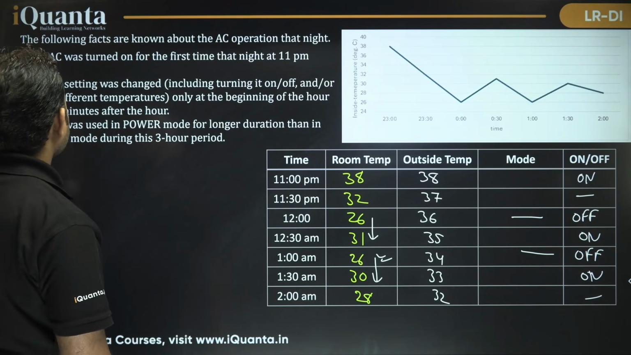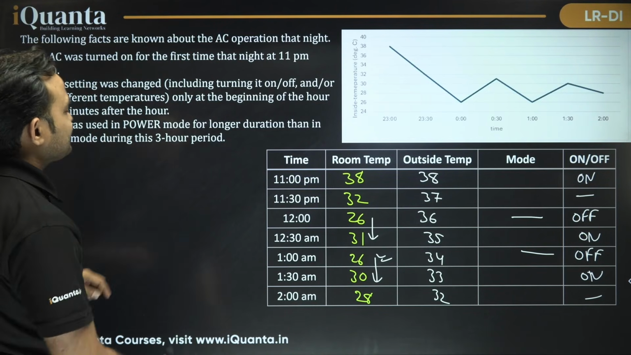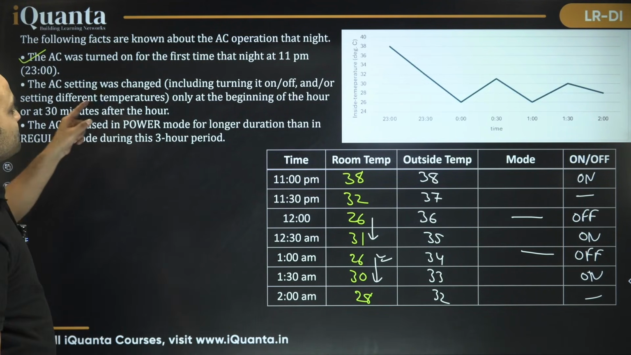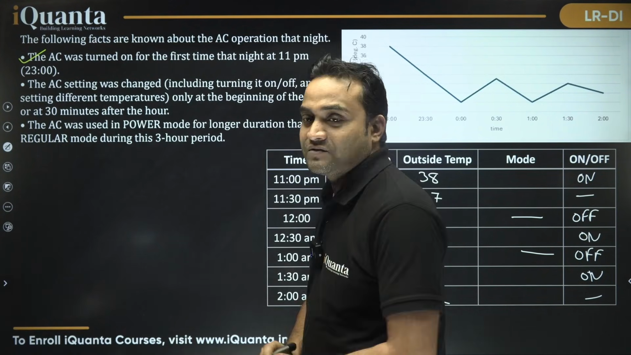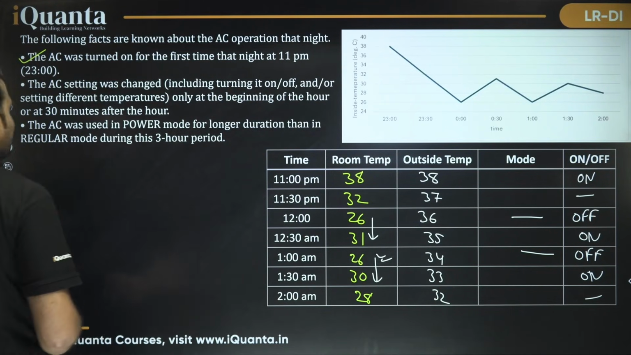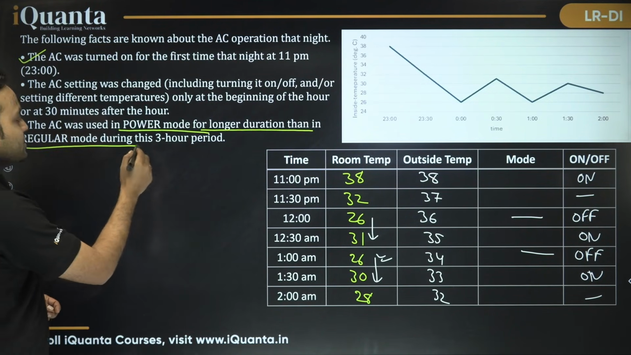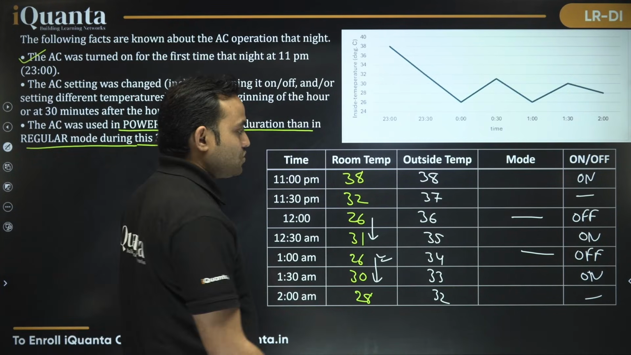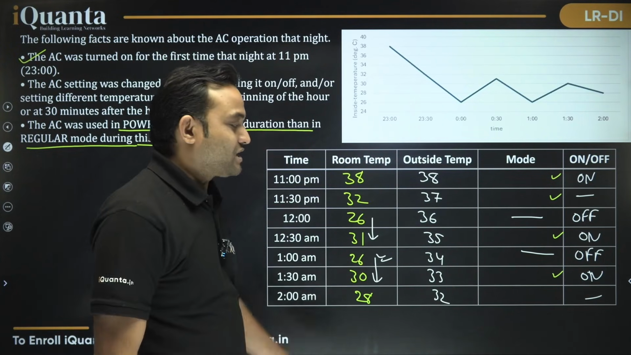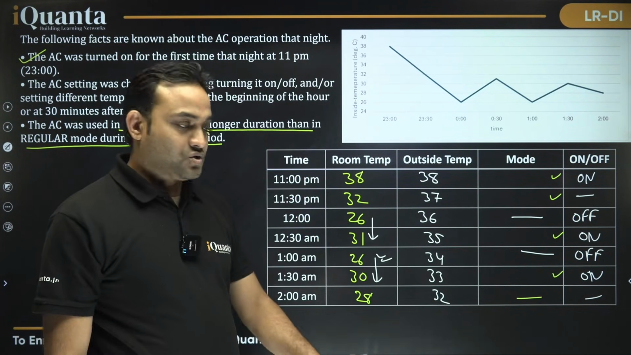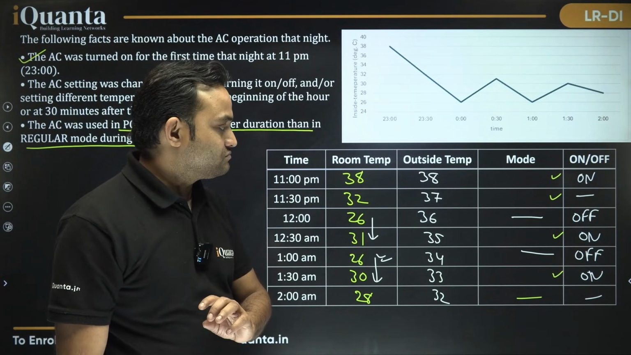Now, let's talk about the given information. The AC was turned on for the first time that night at 11 a.m. The AC setting was changed only at the beginning of the hour or at 30 minutes after the hour. Took care of that. The AC was used in power mode for longer duration than in regular mode during this 3 hour period. So 1, 2, 3, 4. Right. What happened after 2? We don't know. 2 a.m., what was the mode? We don't know. If it was turned off, if it was power, if it was regular, doesn't matter.